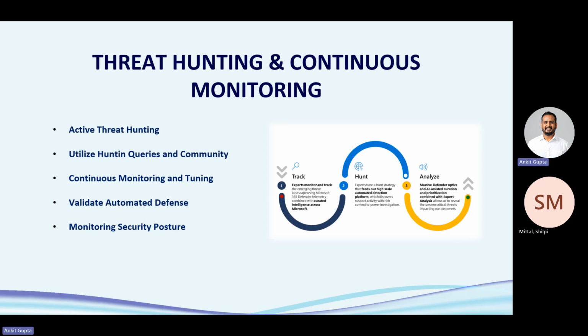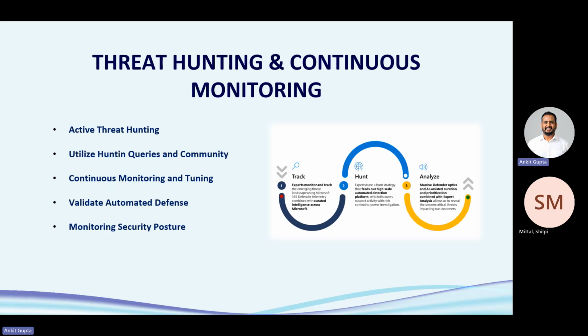Hunts often start from threat intel such as malware X creates registry key Y. Do we see it anywhere? MS provides many hunting queries in threat analytics and Sentinel GitHub community, so teams don't have to start from scratch. Once a useful query is identified, it can be operationalized as a scheduled detection rule, turning manual hunts into automated detections.